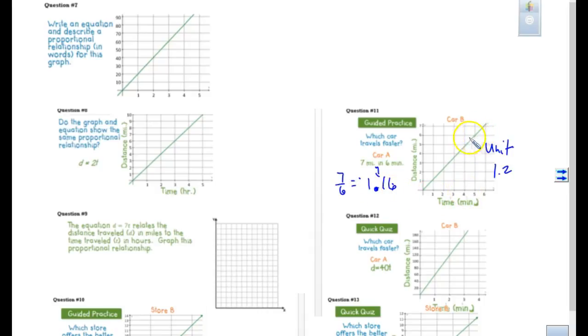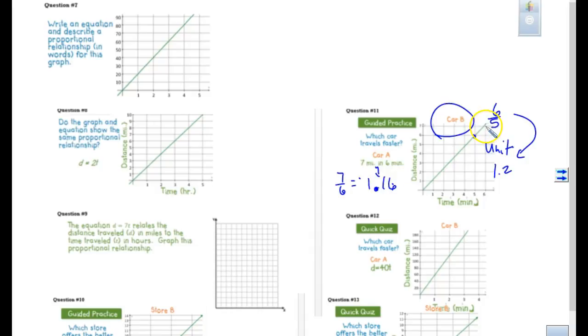When you look at car A, and then at part B, how fast was car B going? We want to take the point, which should have been 6, and divide it by 5. And 6 divided by 5 gives us 1.2. And 1.2 is faster than 1.16. So car B is faster. You should have used this point right here. You shouldn't have gone up to 6 because that was car A.